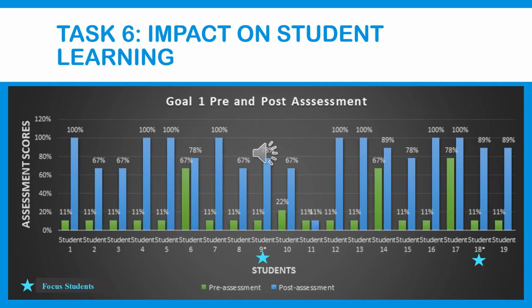For learning goal 1 of adding and subtracting fractions with like and unlike denominators, a majority of the class scored 11% on their pre-assessment. I had 3 students who scored higher due to having had experience with adding and subtracting fractions with unlike denominators on ALEX. All of my students did improve, as you can see, except for student 11. My focus students went up greatly.